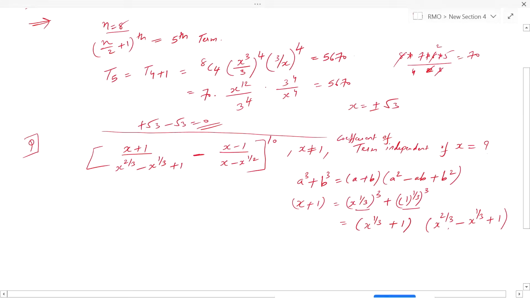Now take this on the denominator side. We will have to simplify it first. So first we will simplify that. So x plus 1 upon x raised to 2 by 3 minus x raised to 1 by 3 plus 1 is equal to x raised to 1 by 3 plus 1. Okay, so now this part is simplified in this form, x raised to 1 by 3 plus 1. Now we have to do this one.